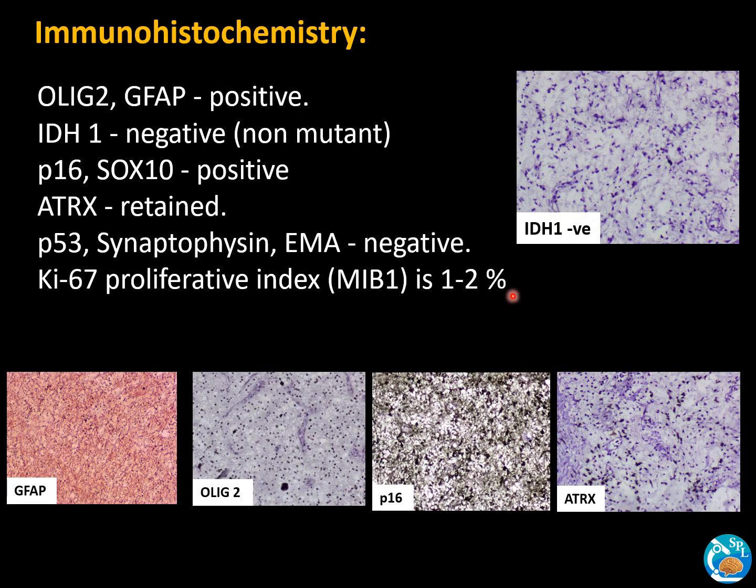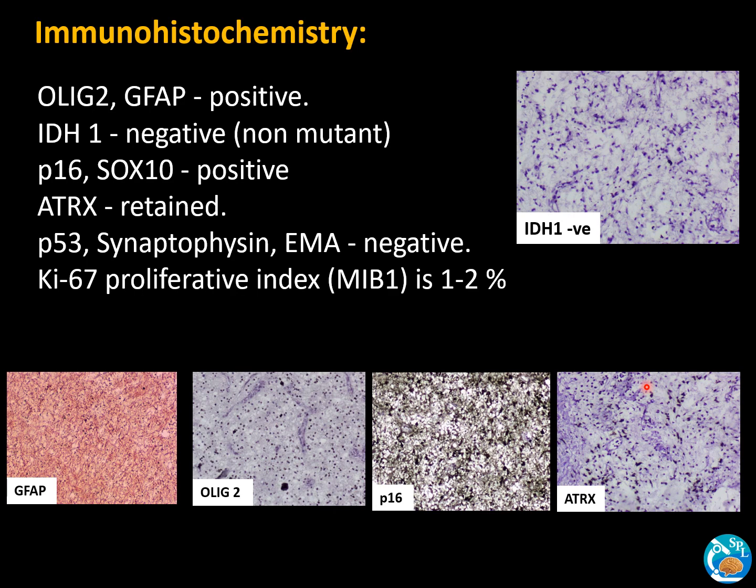One must also remember that Rosenthal fibers may be found in gangliogliomas, pleomorphic xanthoastrocytomas, and in a non-tumor, that is non-neoplastic lesion, a genetic disorder, that is Alexander's disease.